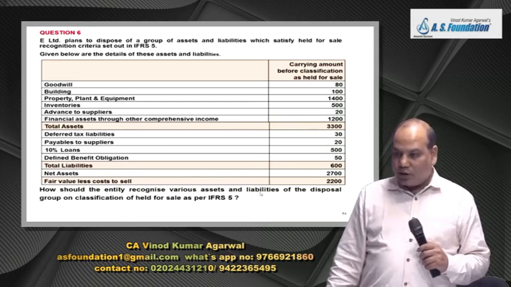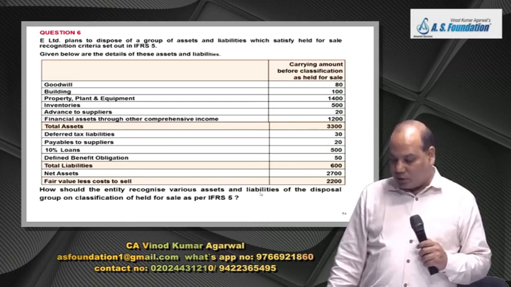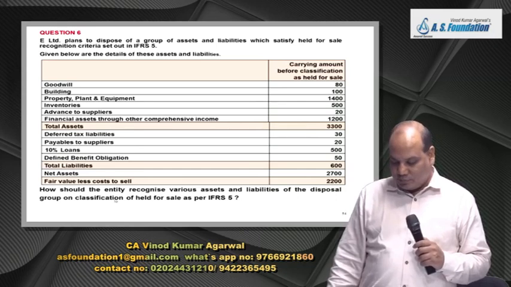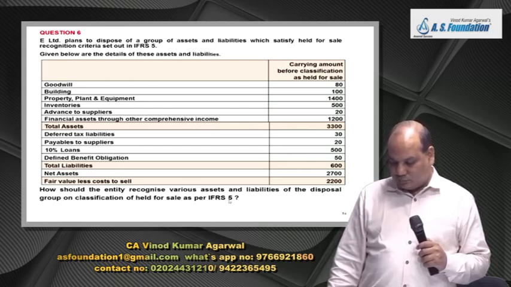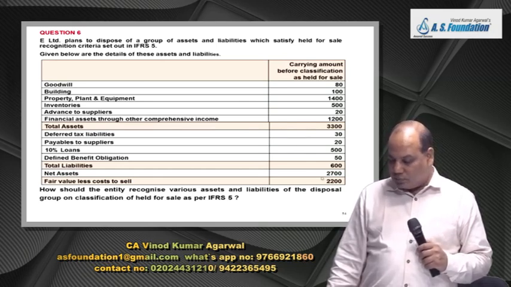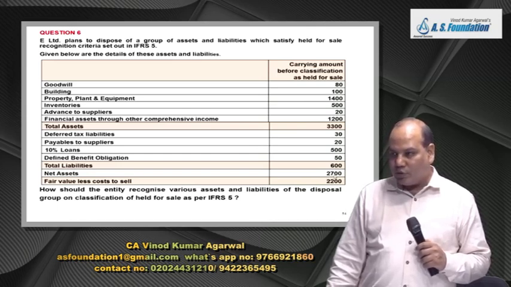How should the entity recognize various assets and liabilities of the disposal group on the classification of held for sale as per IFRS 5? Now, what is the decrease in the value? 2700 is the carrying amount of this group. Fair value is 2200.